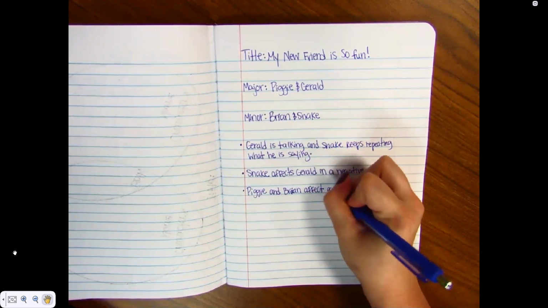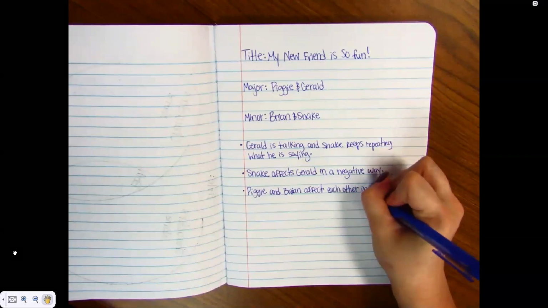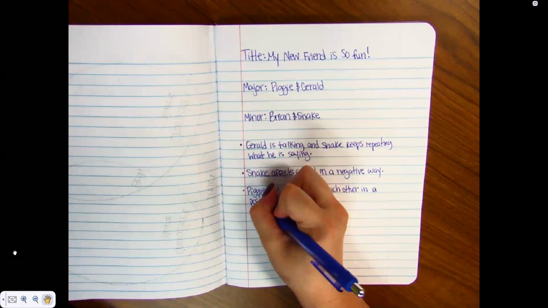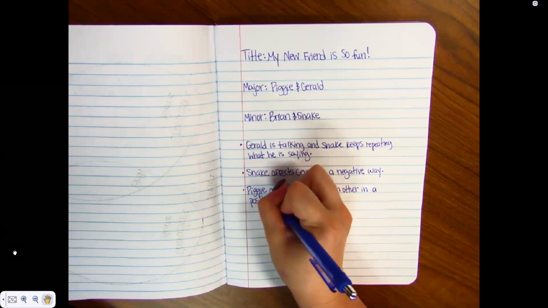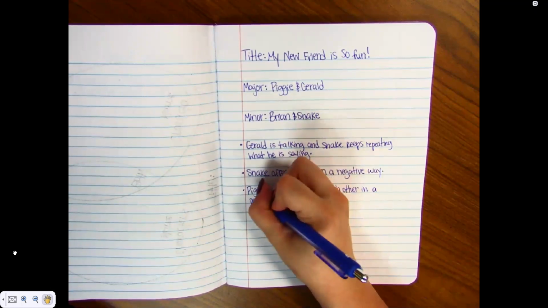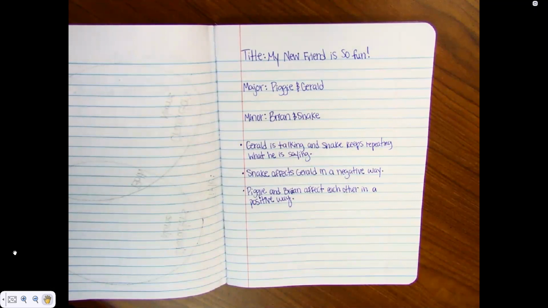Affect each other in a positive way. Okay, so here's what we're going to do. We're going to constantly be working on this. Yes, Emily, quickly, and then I'm going to explain what we're doing.